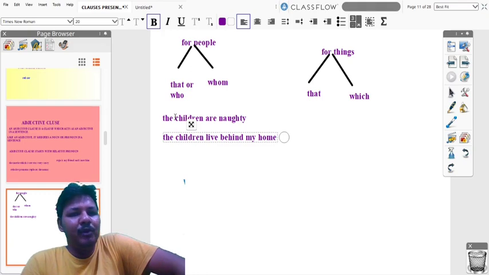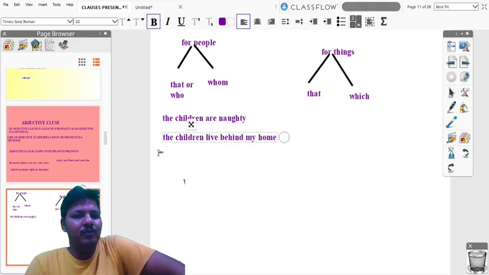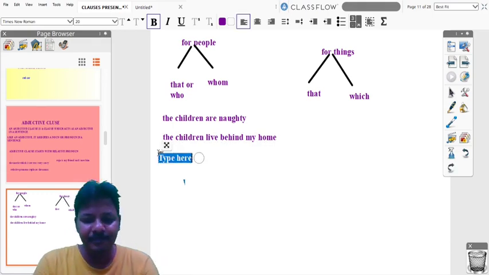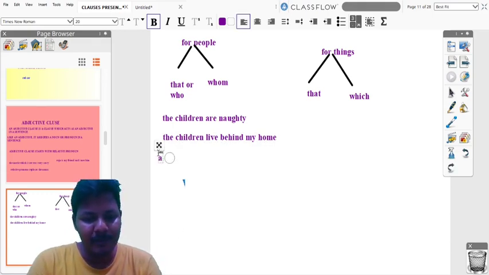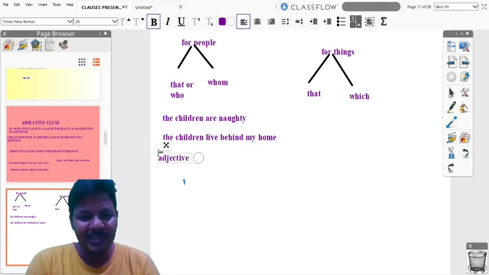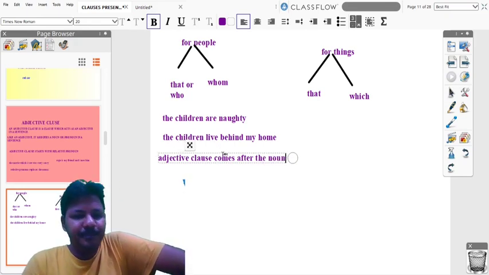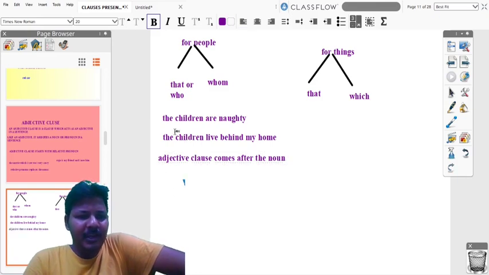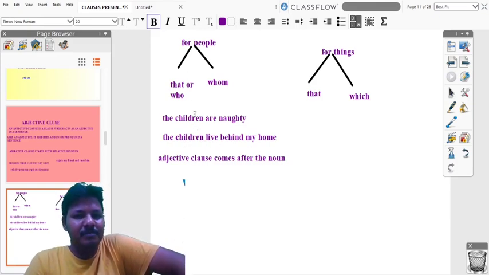So we change them into an adjective clause. To change them into an adjective clause, we have to follow two rules. The first rule, rule number one, friends: the adjective clause comes after the noun. So here you have two sentences. The children are naughty, the children live behind my home. Here we have the same subject. So the first rule is the adjective clause comes after the noun. Take the second sentence after the noun in the first sentence, friends.